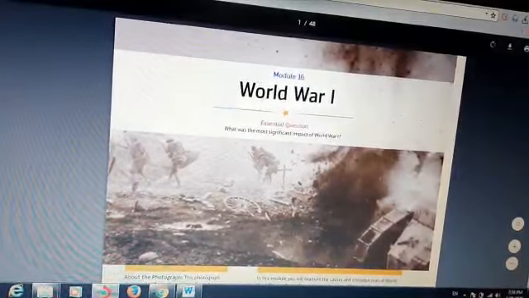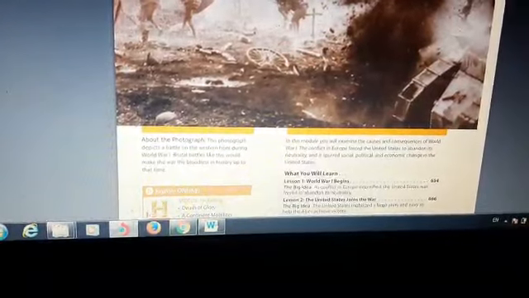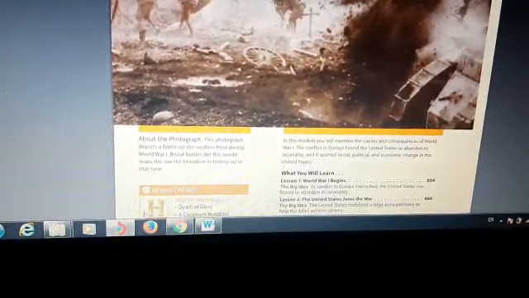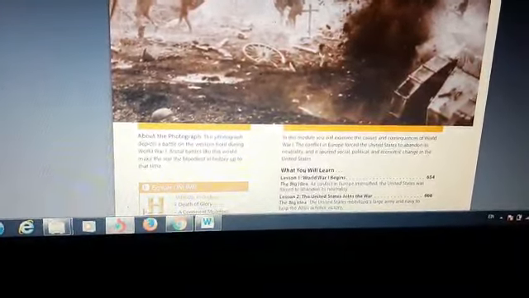So in World War One, now the essential question: what was the most significant impact? This is what we have to be thinking about, and we have a photograph here, and this photograph depicts a battle on the Western Front during the World War One. Brutal battles like this would make the war the bloodiest in history up to that time. A lot of people lost their lives, a lot of people died because of this war.